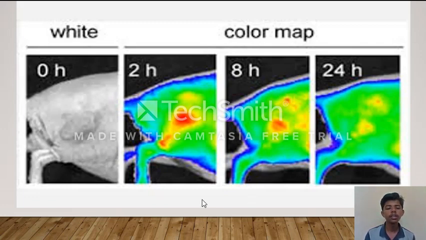But in this figure you can see the color dies out after regular intervals of time. This must have been possible only by diffusion, which is led by enhanced permeability and retention of quantum dots at the tumor site due to ineffective lymphatic draining system or leaky blood vessels.